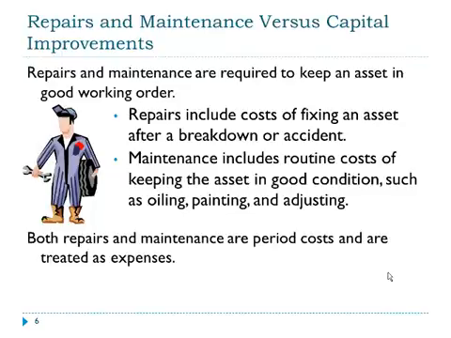Repairs and maintenance are required to keep an asset in good working order. Repairs include costs of fixing an asset after a breakdown or an accident. Maintenance includes routine costs of keeping the asset in good condition, such as oiling, painting, and adjusting. Both repairs and maintenance are period costs and are treated as expenses.